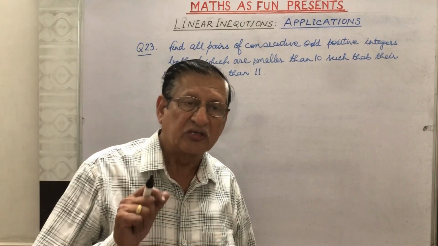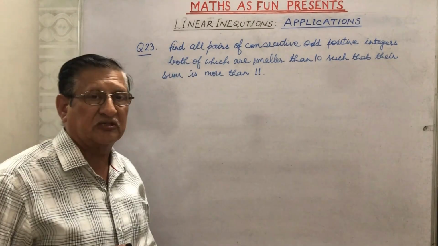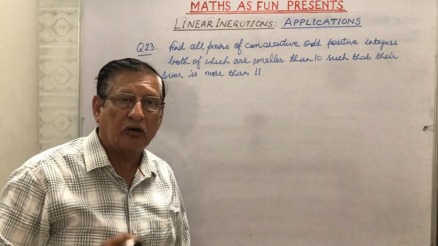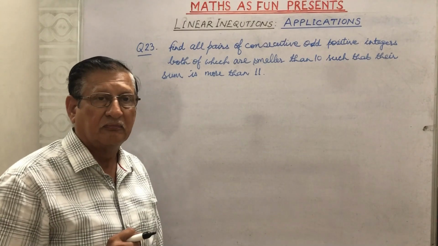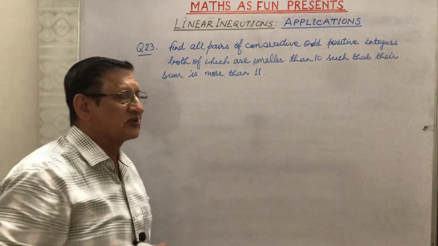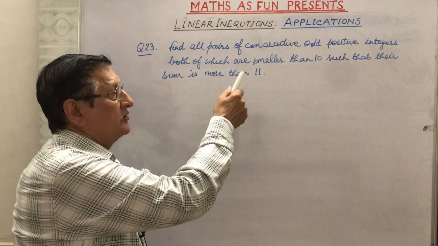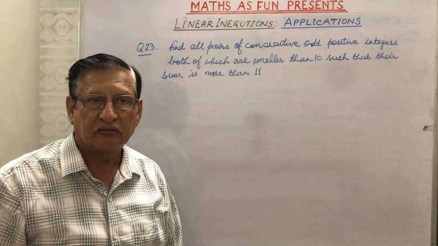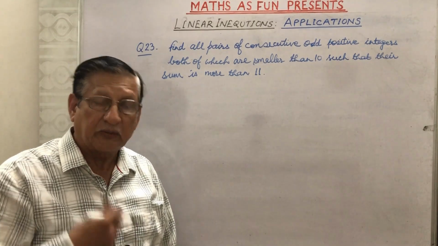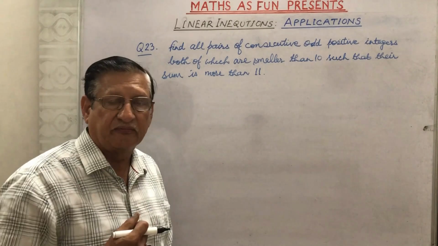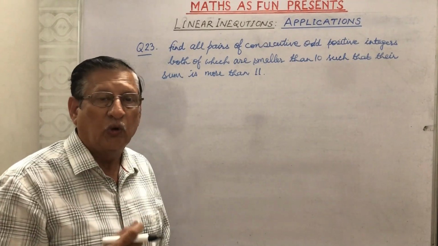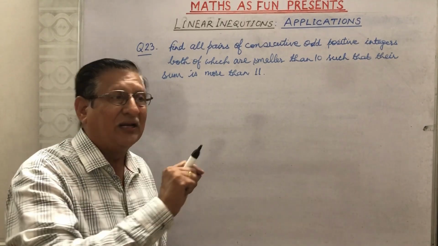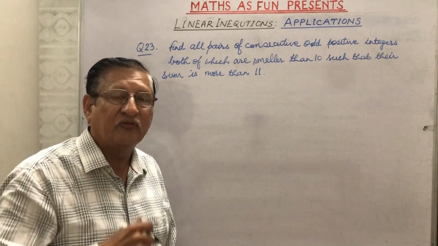The next problem we are going to discuss is question number 23 of the same exercise 5.1: find all pairs of consecutive odd positive integers, both of which are smaller than 10 and the sum of them is more than 11. It means we have to find two positive consecutive odd integers whose sum is more than 11 and both of which are less than 10. So we consider the numbers.